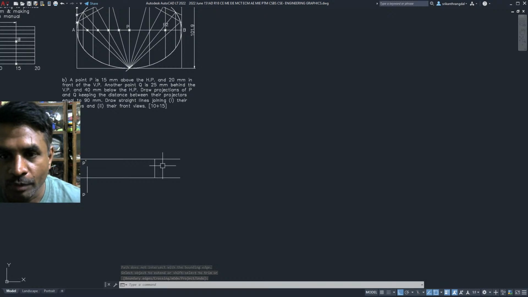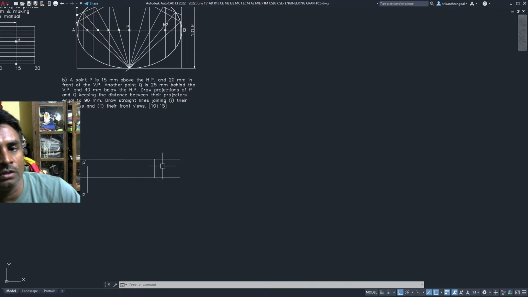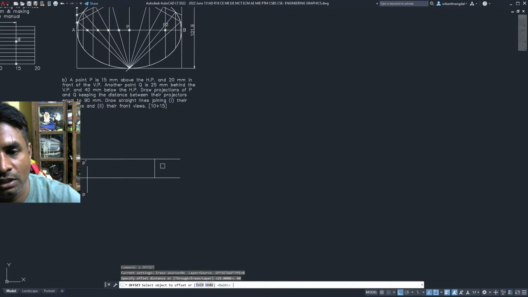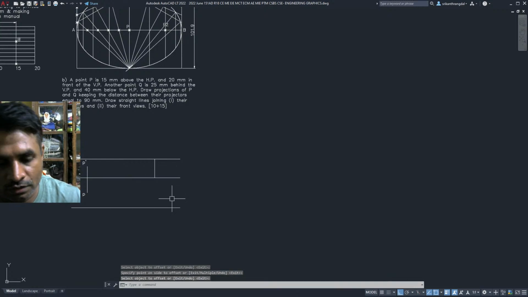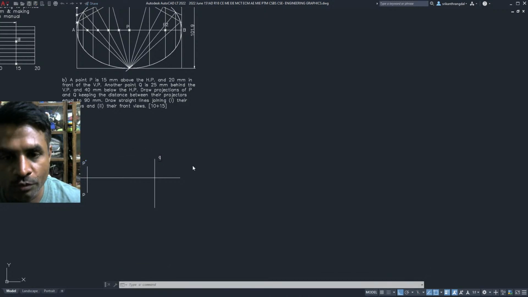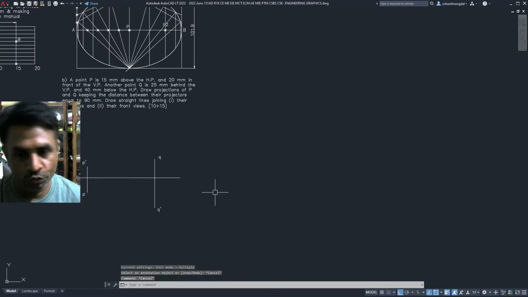And then 40 mm below HP. When it is below HP, the front view is going to appear below the XY line. So let me take an offset of 40, and this is going to be it. So what are the points we got? This point here is the top view of the point Q. This point here is the front view of the point Q.